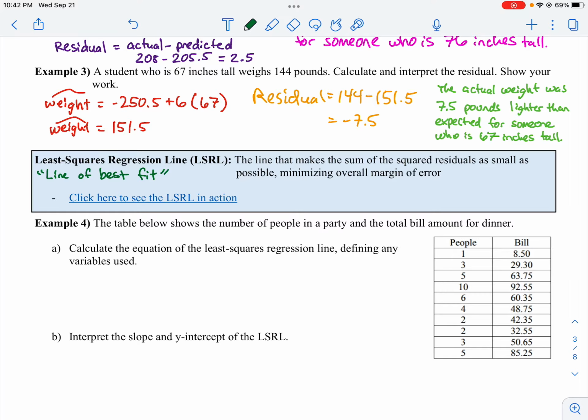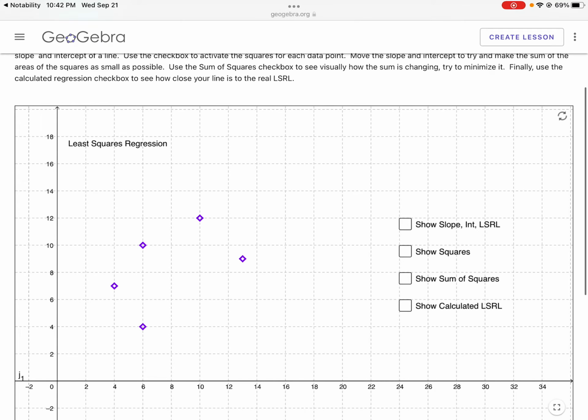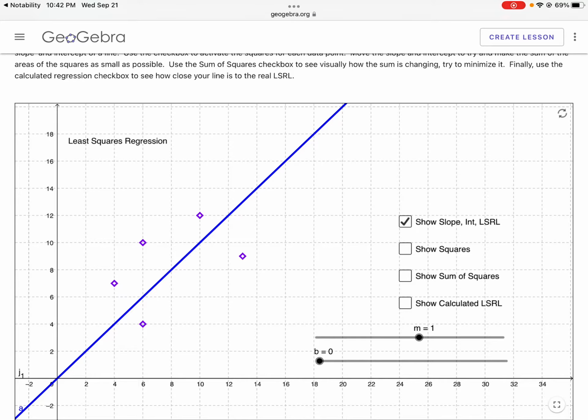So as a quick visual as to what this looks like, you can see that we have a link here. Click here to see the least squares regression line in action. So basically the way that it works is we've got these 5 data points, and if we were to show just an arbitrary regression line, we can see that this blue line does a good job of representing these 5 data points. It's a positive slope, it splits the difference, all of those are good.